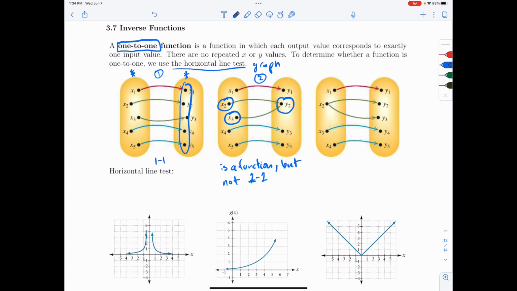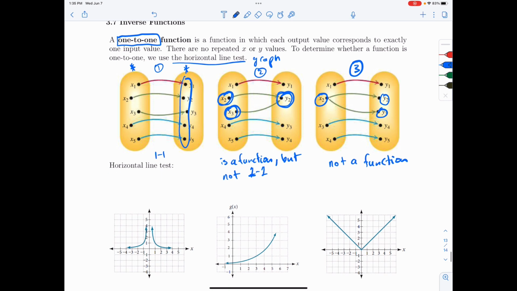In the second image, though, this would be like person x2 and x3 both having the same birthday. So, for example, two people have the birthday of October 14th. Now, this still represents a function, but it's not a one-to-one function. And then in this third image, this input, x2, is pointing to two separate outputs. Not only is this not one-to-one, that doesn't even apply because this is not a function. And back to the birthday example, this would be like one person having two separate birthdays, which doesn't make sense. Okay, so that's an overview of what it means for a function to be one-to-one.